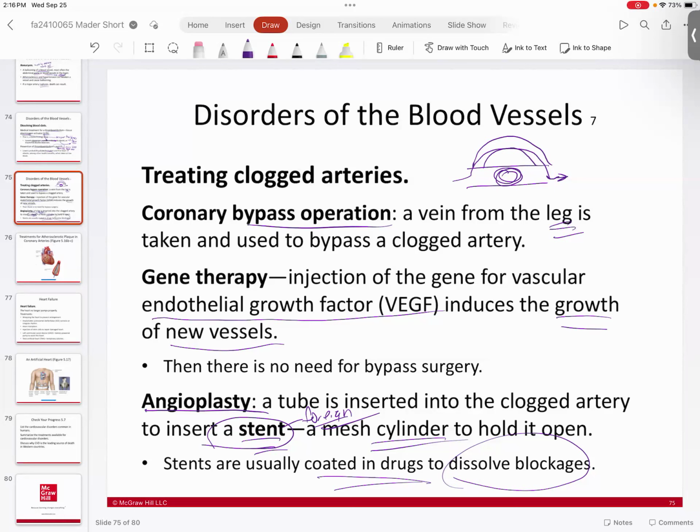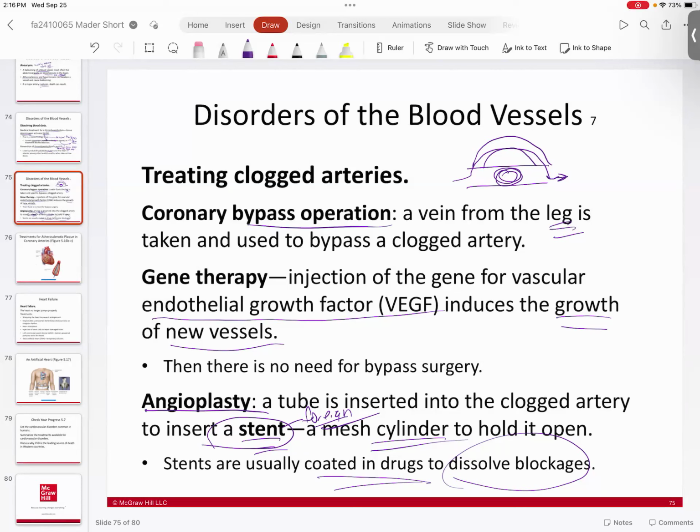Oftentimes people with stents will also be taking blood thinners, things like Coumadin or warfarin, which is actually rat poison. Rat poison actually works by making the rat's blood so thin that it essentially bleeds to death internally. And so we take the same thing. So we give our patients rat poison. The idea is we need to thin their blood down so it passes smoothly for the stent and doesn't start to coagulate onto the stent, creating blockages.